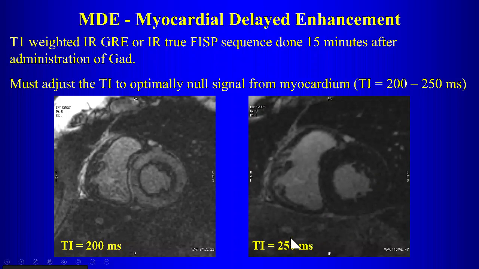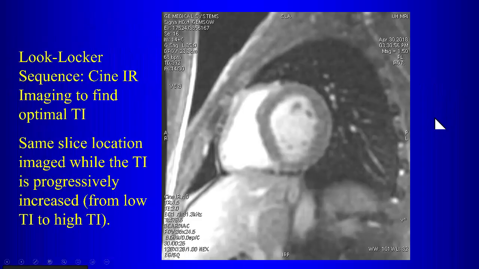So the trick is sometimes finding this optimal inversion time. We'll do it on one slice, find that inversion time, and then once we have found it, we will use that to image the entire heart. Usually we start out with short axis views. Usually that optimal inversion time is somewhere between 200 and 250 milliseconds. I mean, realistically, it can be anywhere between 160 and 250 milliseconds. Sometimes more, sometimes less, but 200 is a good place to start.